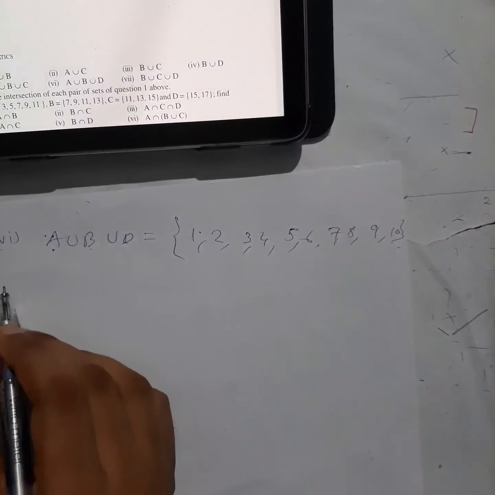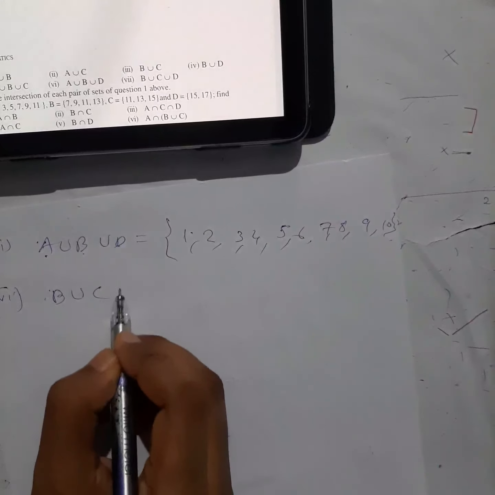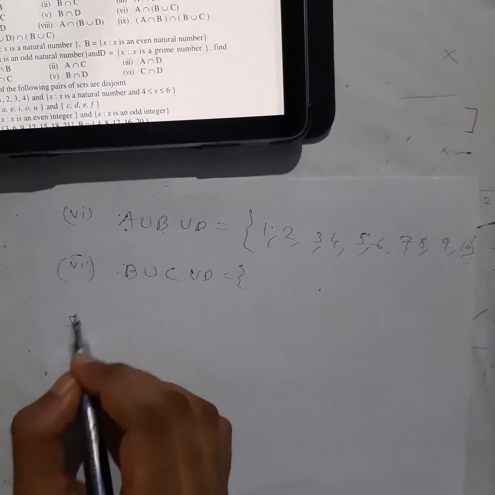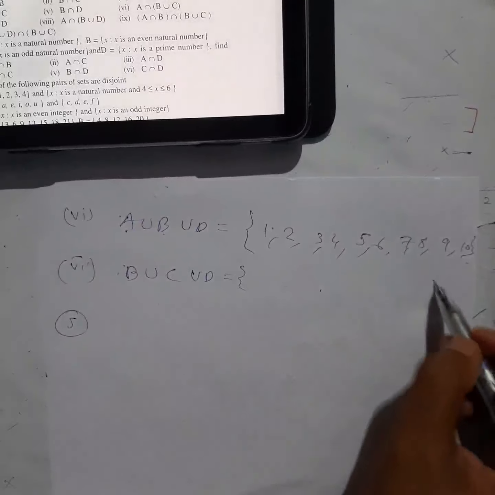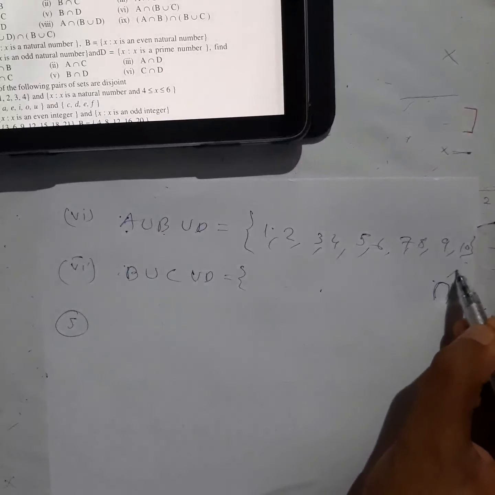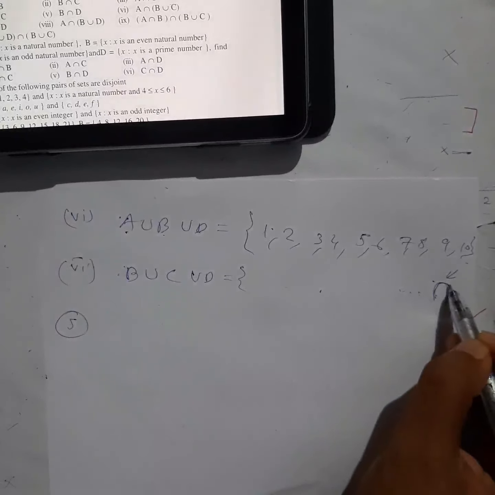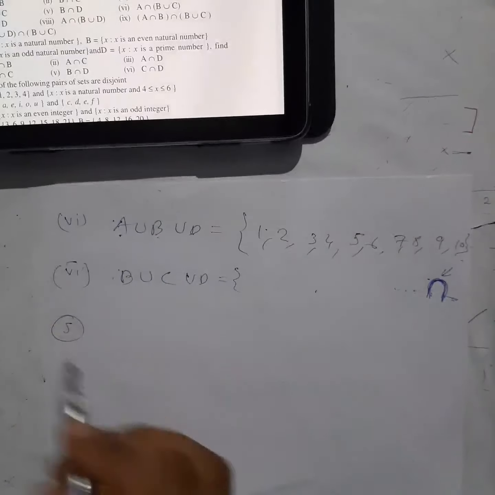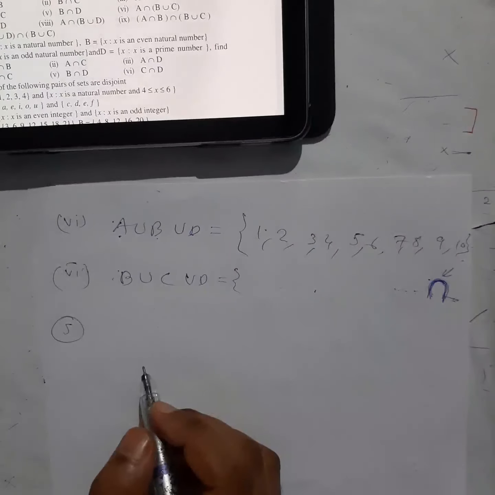Okay. Last number 7. You can try this one yourself. B union C union D. Okay. Find out. Number 5. Find the intersection. Intersection means, what was the symbol of intersection? This one. And the meaning is common elements. Whatever sets are there, whatever elements are common between those sets, those elements will be there in this set.